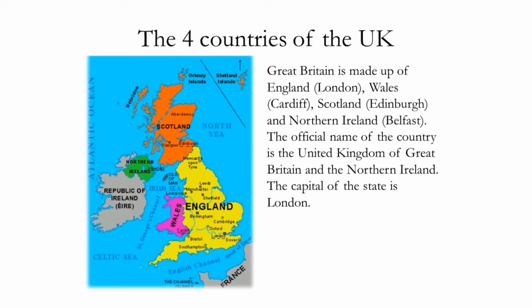Great Britain is made up of England, Wales, Scotland, and Northern Ireland. The official name of the country is the United Kingdom of Great Britain and the Northern Ireland. The capital of the state is London.